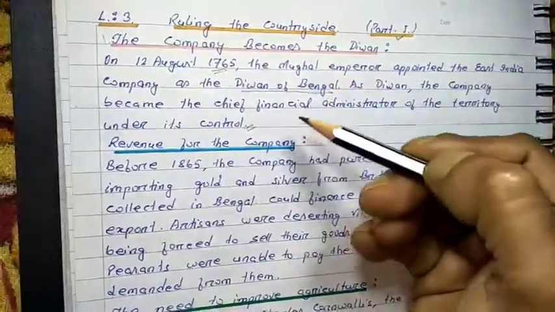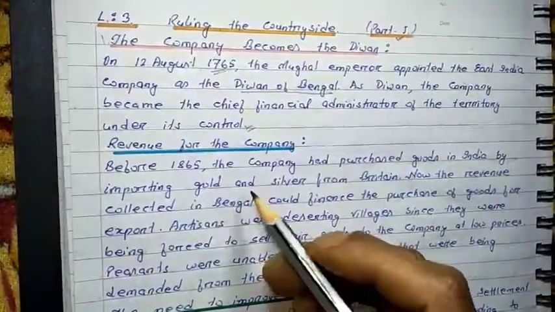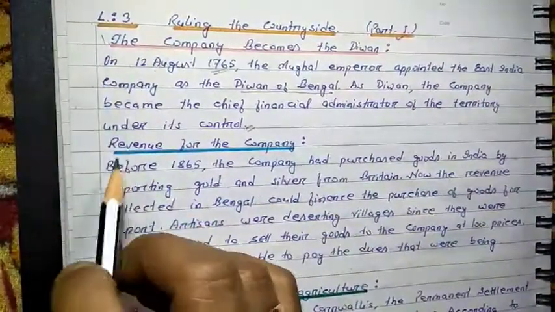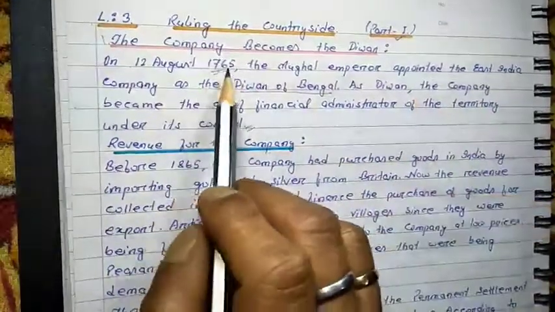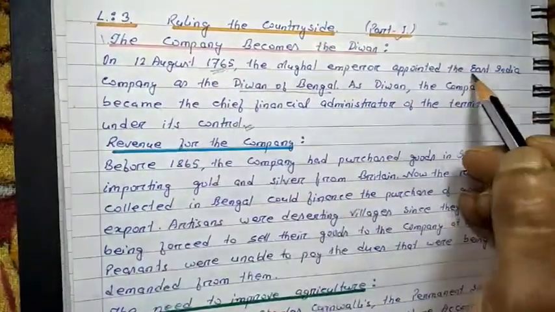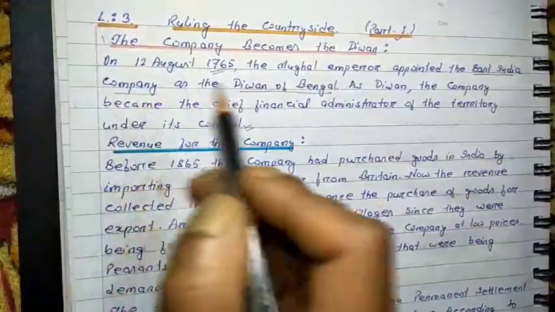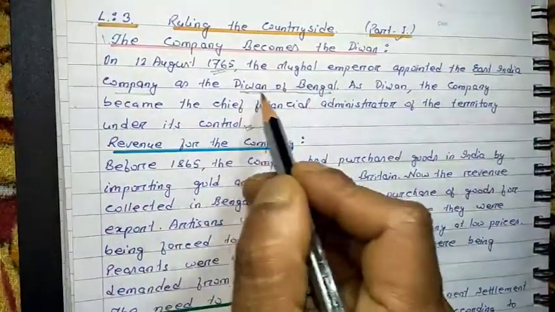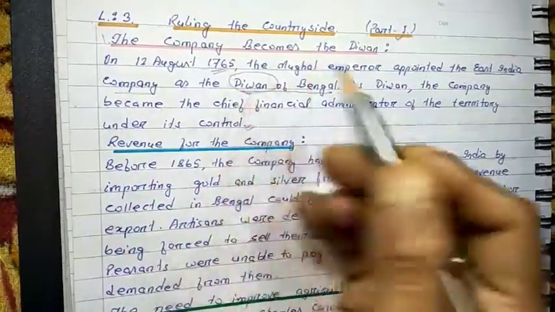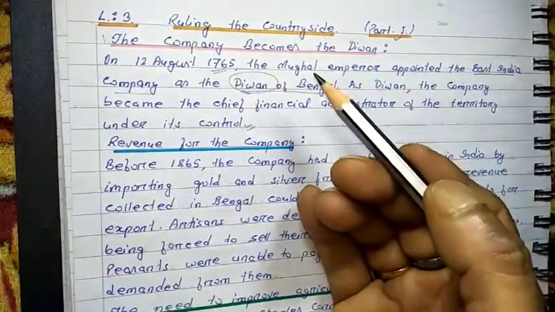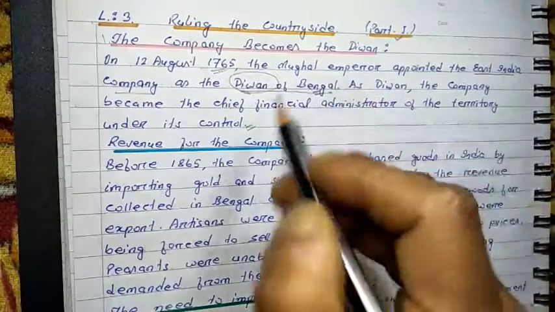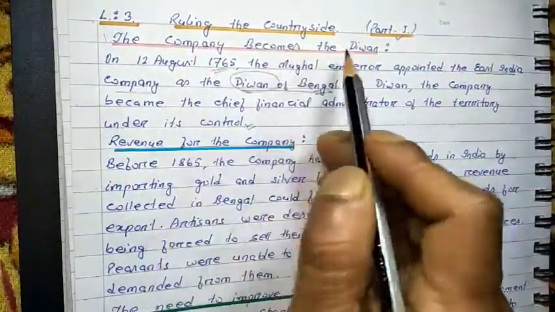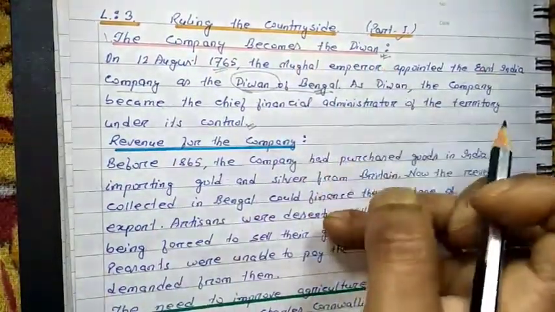About this point I am not going into detail because it was already explained in your previous video in lesson number 2. In simple sense we can say, in the year 1765, the East India Company was made the Diwan of Bengal, and this Diwani right gave the East India Company the right to collect the revenue of Bengal. So like that, the East India Company becomes the Diwan with the Diwani rights.